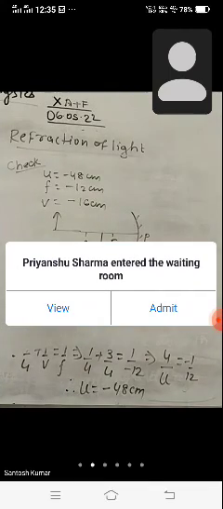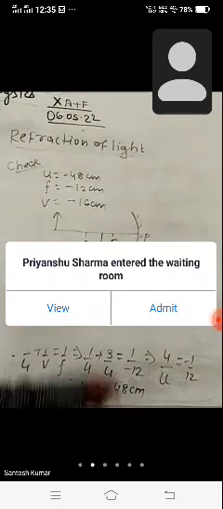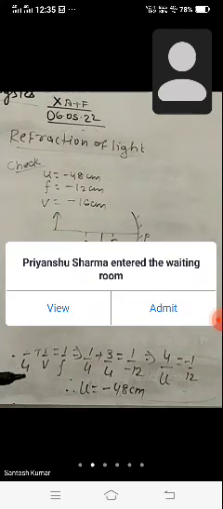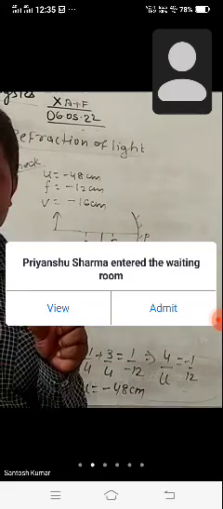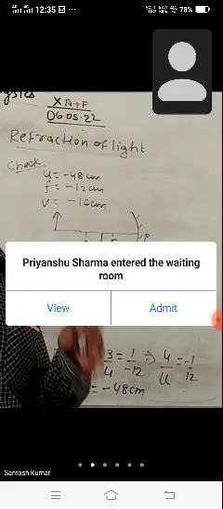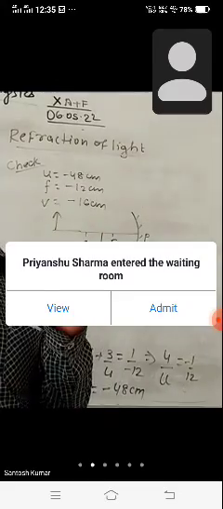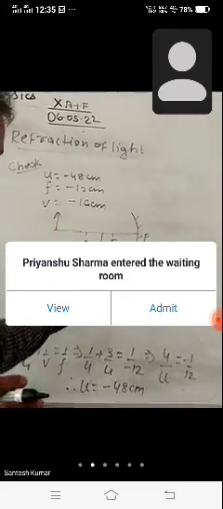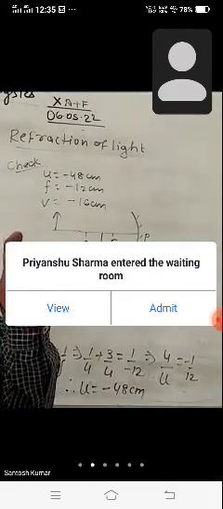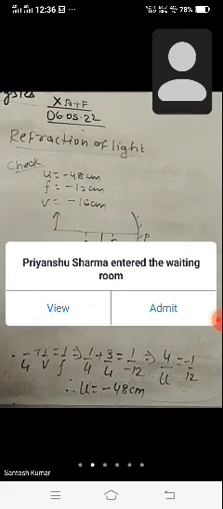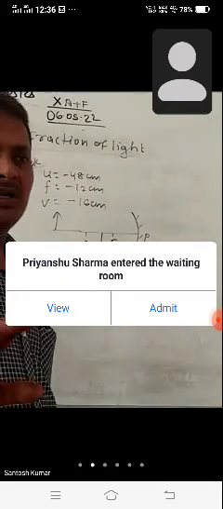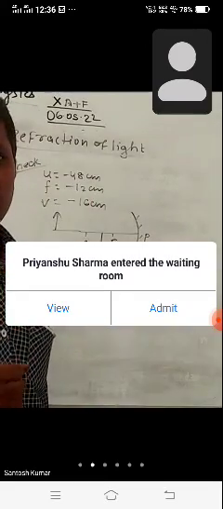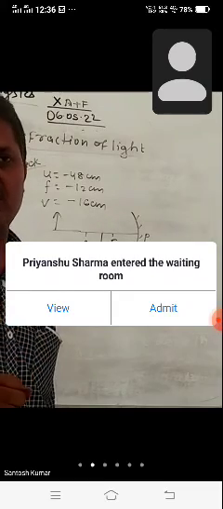If you are asked to find the size of the image, you can write that the size of the image is diminished. If the object size is given, then you can also find the size of the image. That will come in the form of diminished, or less than the height of the object. So for any numerical, whenever you solve it, just do the cross check. That will confirm your result.